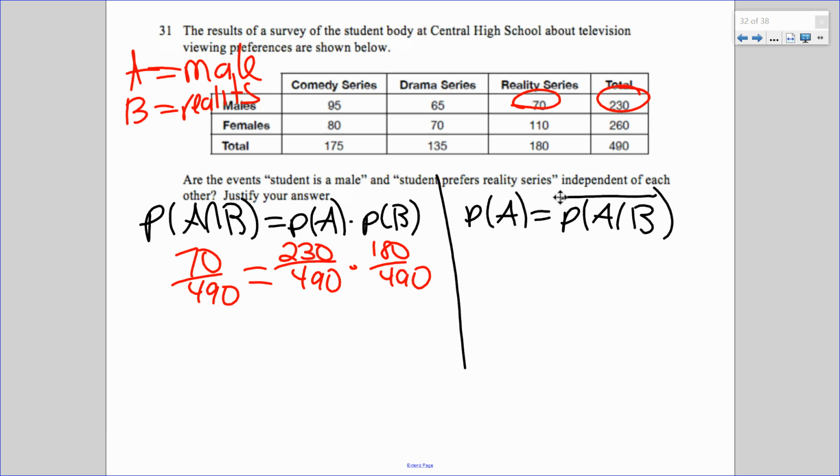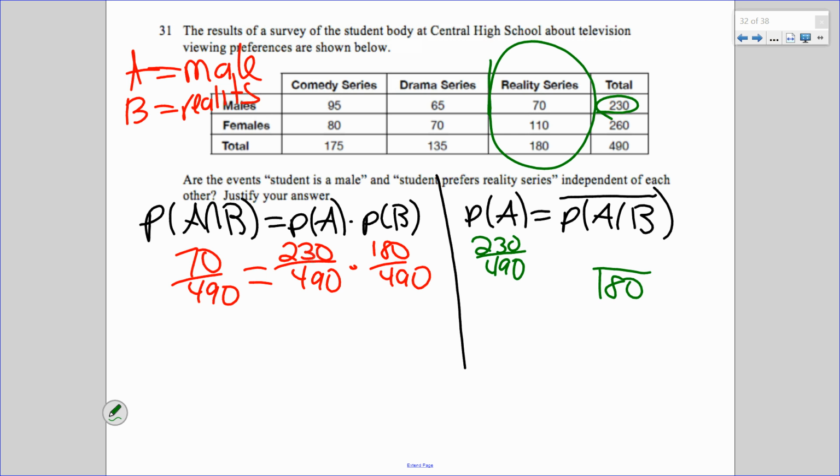P of A, the probability of male, again is 230 over 490. Probability someone's male given that they like reality: I'm going to circle reality. Out of those 180 people that like reality shows, how many are male? 70. Now I'm going to use my calculator to see if these are the same.